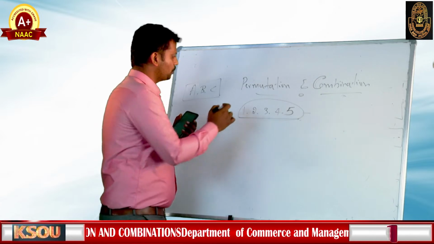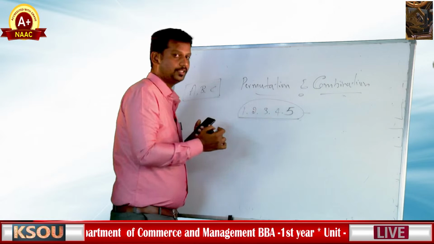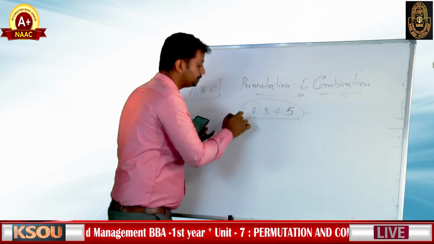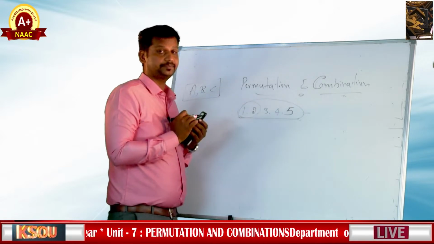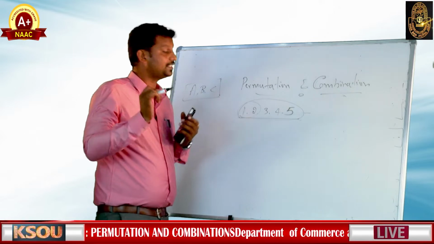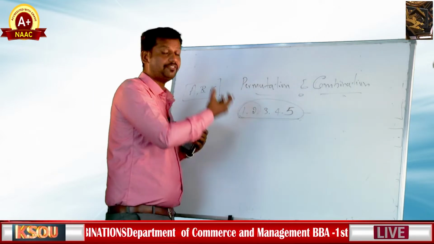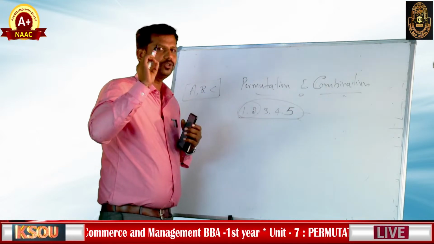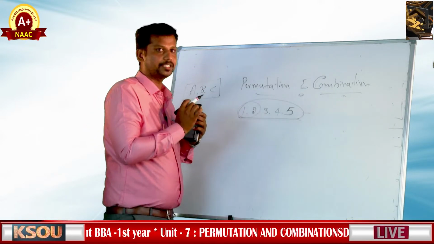For example, in the numbers 1, 2, 3, 4, 5, how many ways can we arrange two numbers, or how many ways can we arrange three numbers? That is called the permutation. The combination means selection of elements. Now I will give an example, so you may understand the difference between permutation and combination.